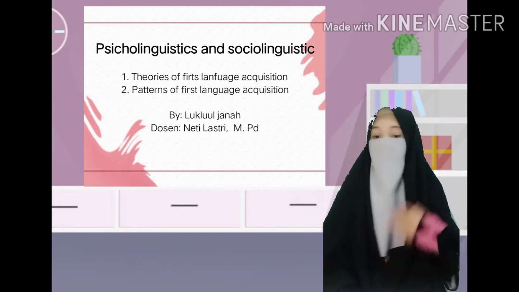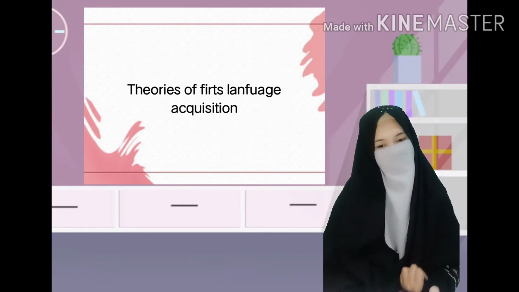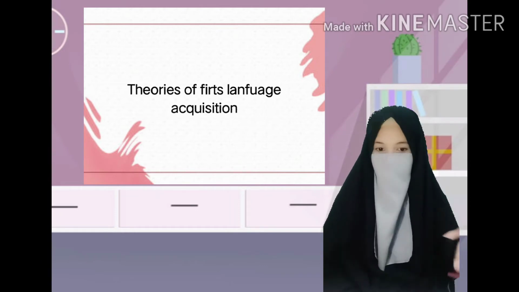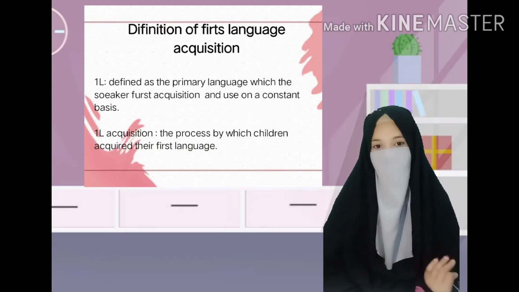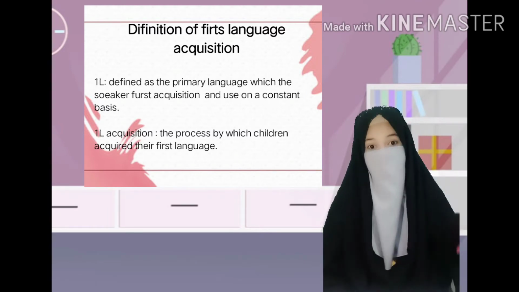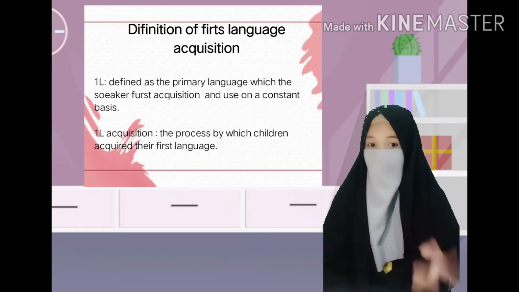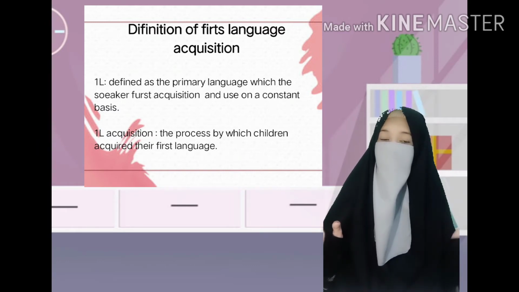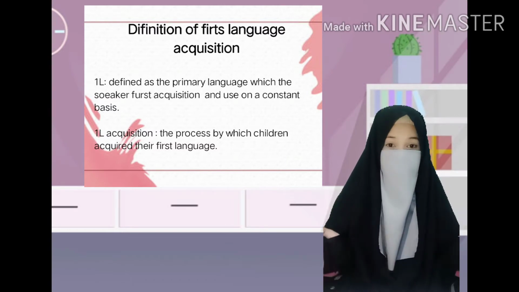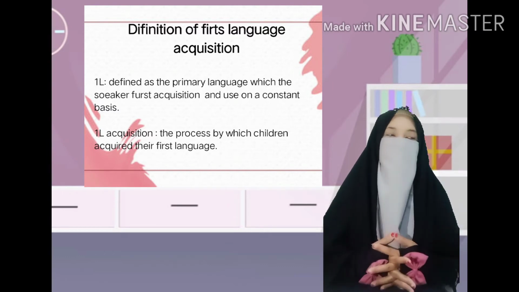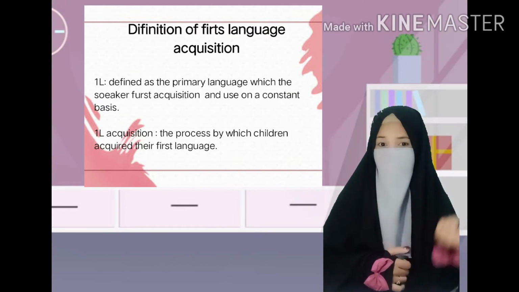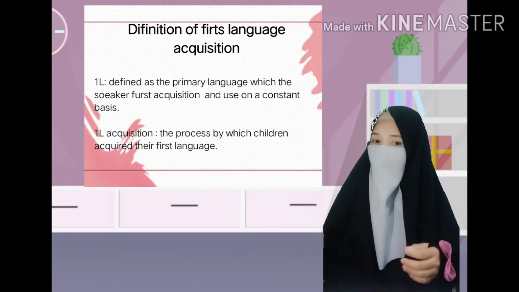My name is Lulu Jana, and on this occasion, I will explain the theory of first language acquisition and the pattern of first language acquisition. First, I will explain the theory of language acquisition. But before we understand the theory, we must know what the first language is. The first language is the primary language that a speaker first acquires and uses in context. So, first language acquisition is the process by which children acquire their first language.